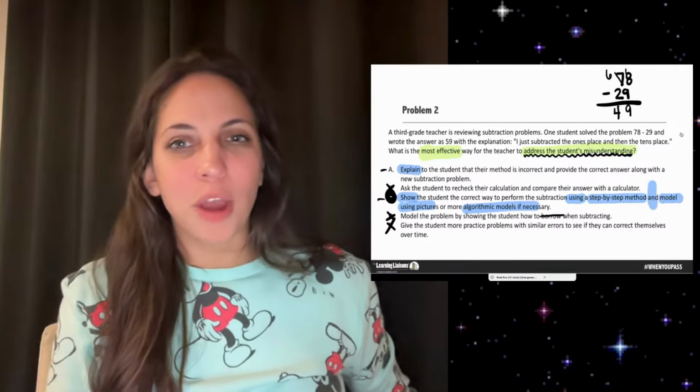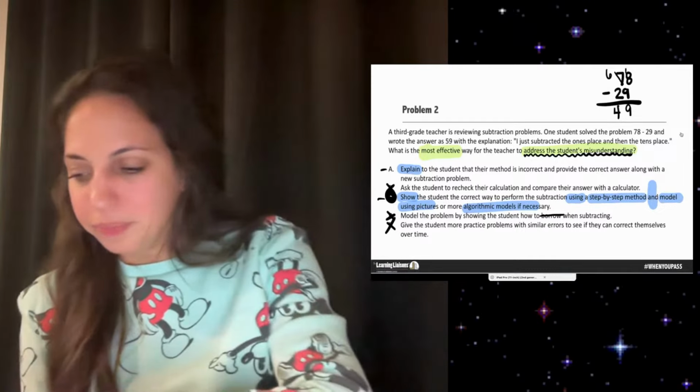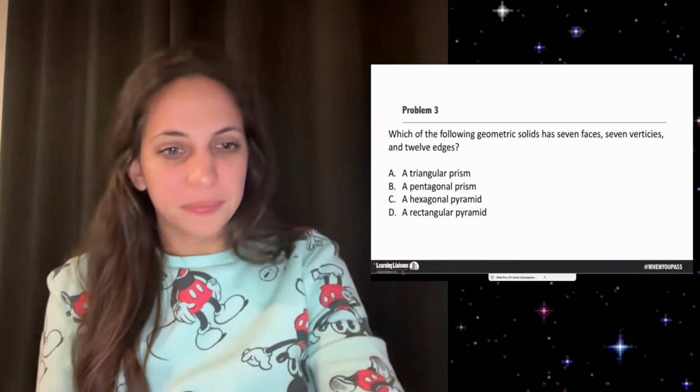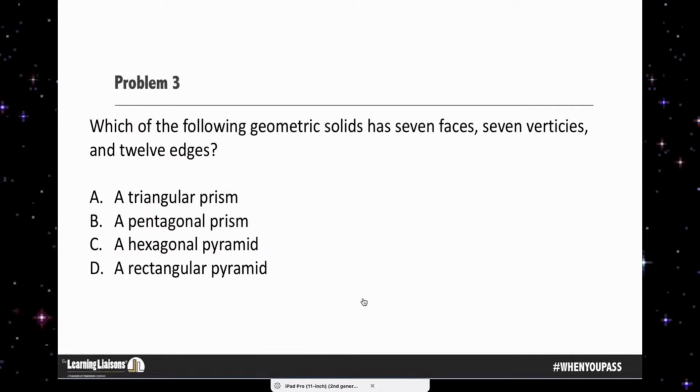Let's go ahead and move on to problem number 3. Which of the following geometric solids has 7 faces, 7 vertices, and 12 edges? A triangular prism, a pentagonal prism, a hexagonal prism, a pyramid, or a rectangular pyramid?